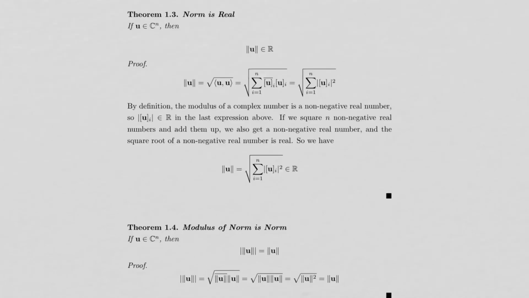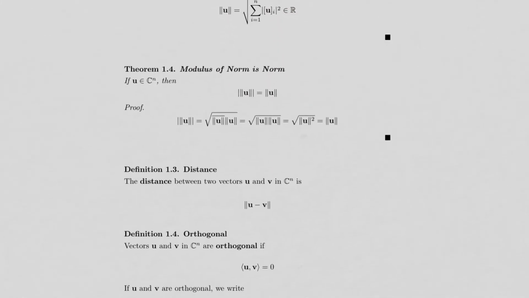Another theorem tells us that the norm of a vector in Cⁿ, so the entries in u may be complex, but the norm is a real number. And the proof, again, is just a real simple direct proof. The modulus of the norm is just equal to the norm. Sometimes we have complicated expressions where we'll end up with the modulus of the norm of some vector, and we can essentially just take off the modulus because the modulus of the norm is the norm.